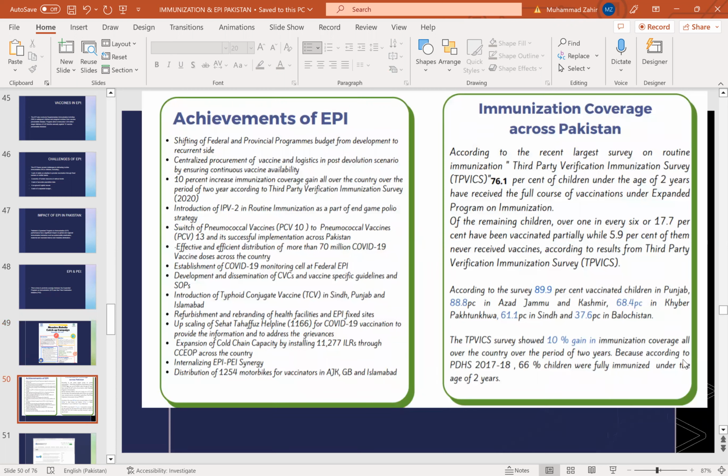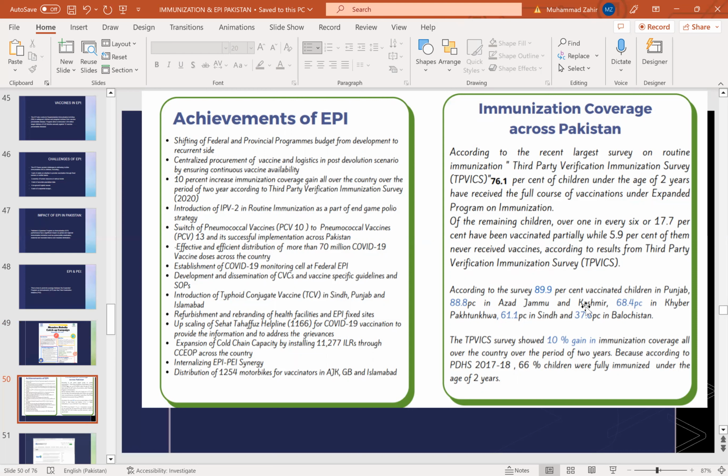Immunization coverage across Pakistan. According to recent larger surveys on routine immunization, the third-party verification immunization survey, 76.1% of children under the age of 2 years have received the full course of vaccination under the Expanded Program on Immunization. Of the remaining children, only 1 in every 6, or 17.7%, have been vaccinated partially, while 5.9% of them never received a vaccine.